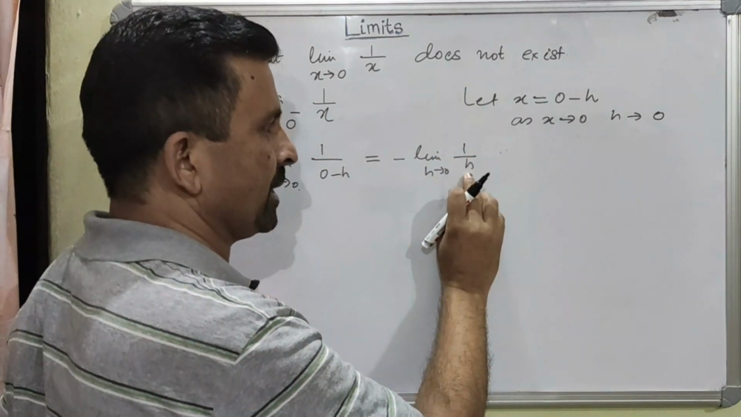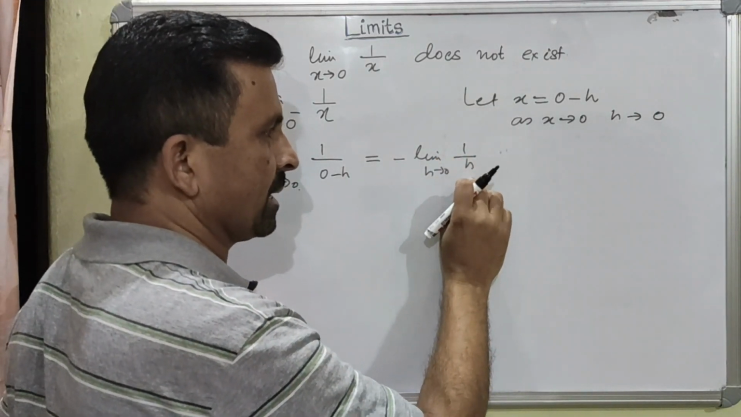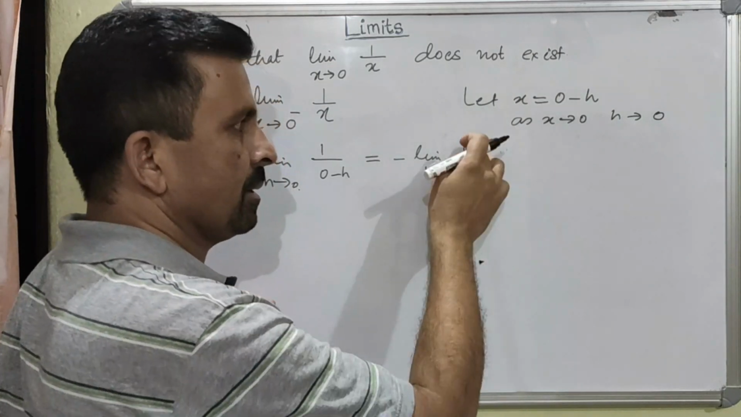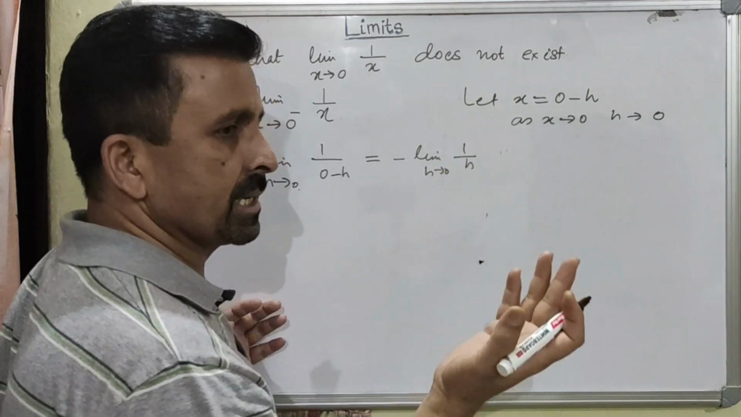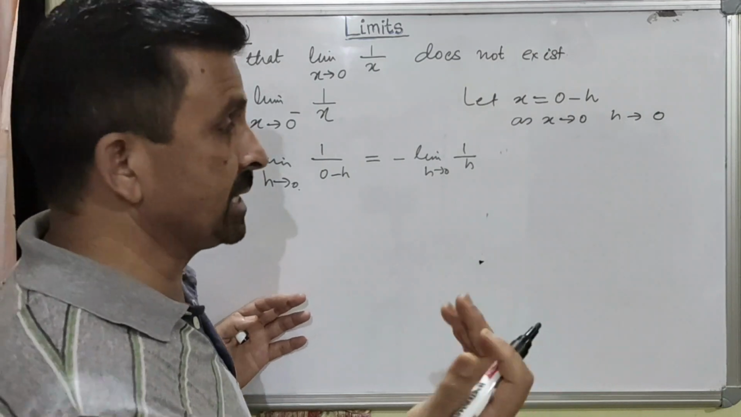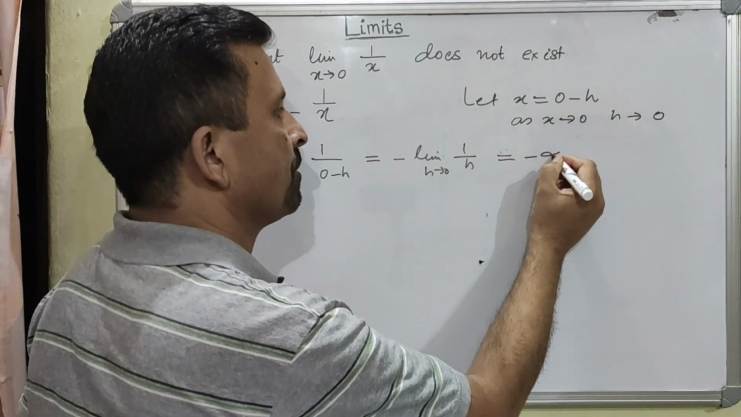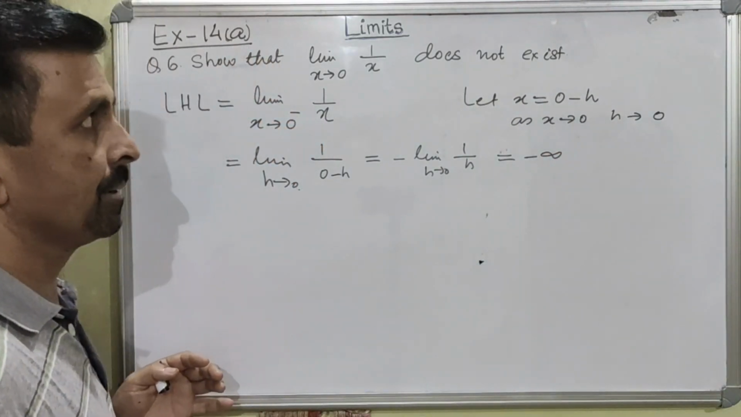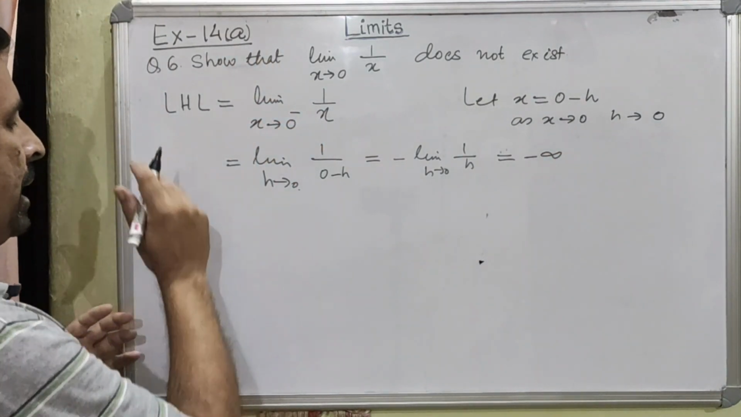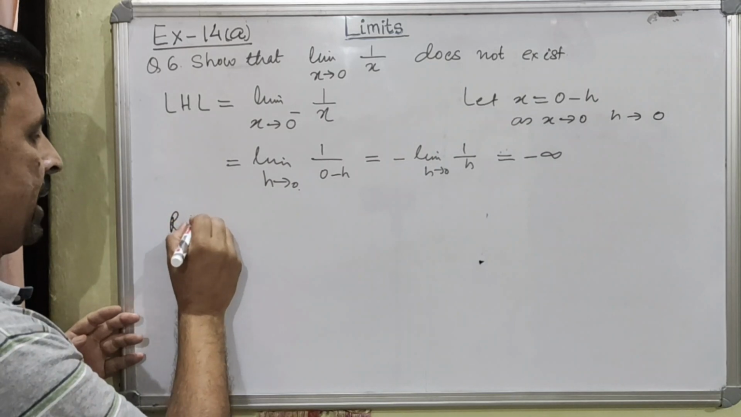So when I put the value here, 0 will come in the denominator. So 1 divided by 0, any number divided by 0, it is always undefined, it is always infinity. Therefore your answer of left hand limit is minus infinity. Is this very clear now? Now likewise we are going to calculate the right hand limit.